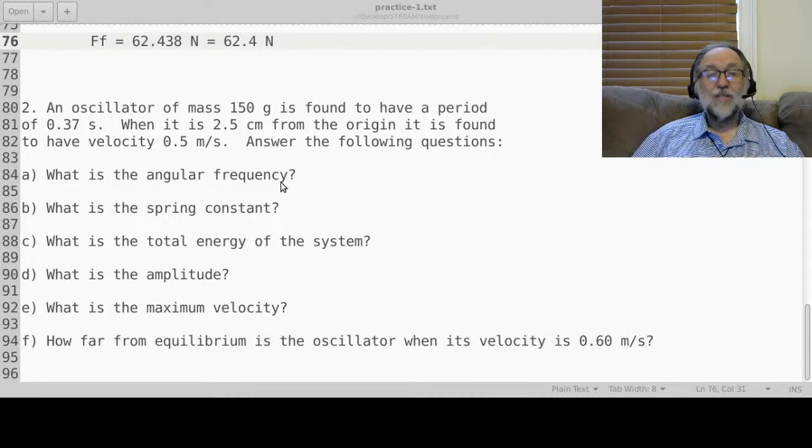All right, so the first is, what's the angular frequency? Now the reason I asked that right up front is because all of these formulas, you remember even from before, are all connected together by that omega.